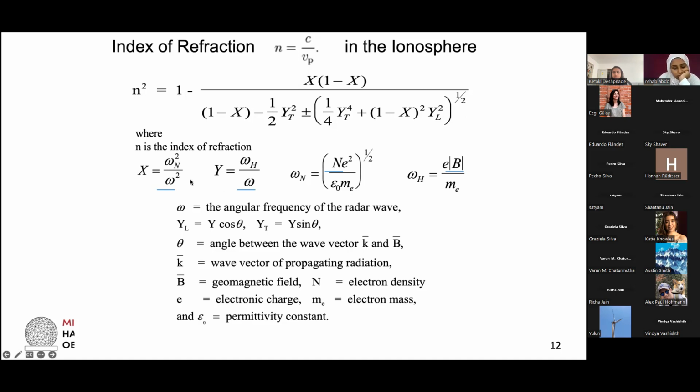And if you notice, that x is the term that is the plasma frequency over the angular frequency squared. So that's where it comes from. But these other terms, this plus and minus, are where you get the difference between the ordinary and the extraordinary mode propagation.